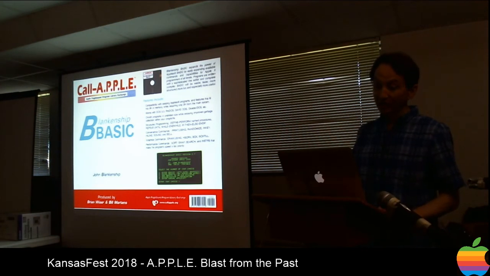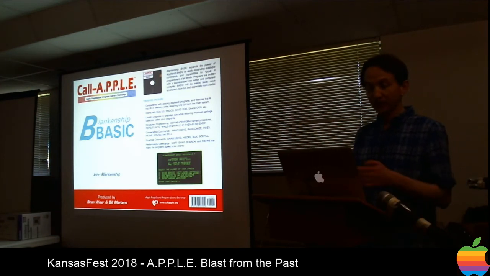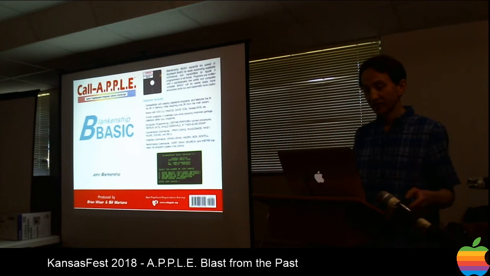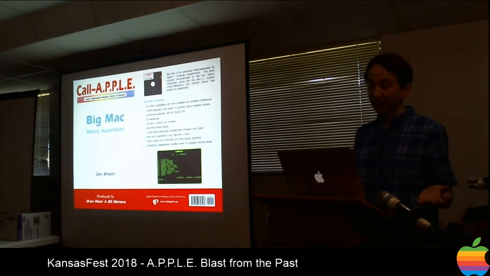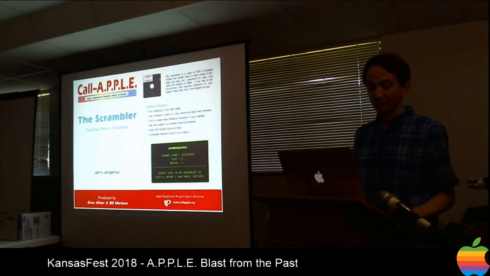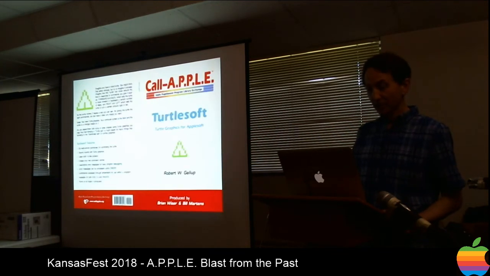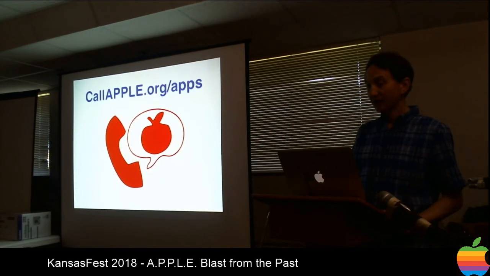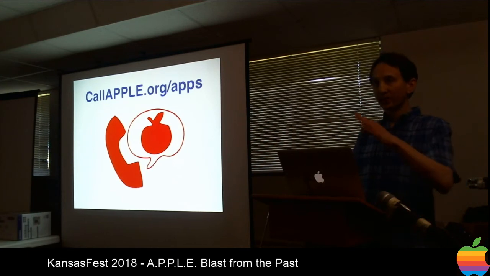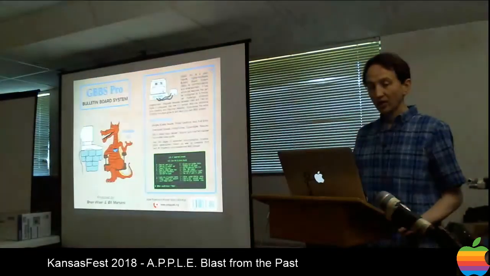We also have manuals that we've released. Blankenship Basic, which is a very advanced BASIC. Big Mac Macro Assembler. The Scrambler, which is a copy protection creator for your disks if you need copy protection in your business office on an Apple II. TurtleSoft, Turtle Graphics for AppleSoft. And again, all of these are available at callapple.org/apps if you don't want to go to the individual book pages.